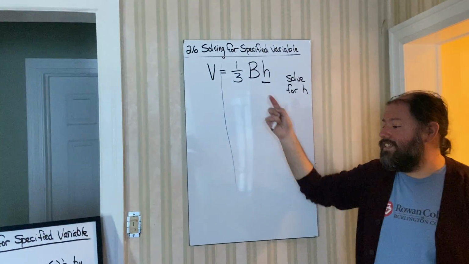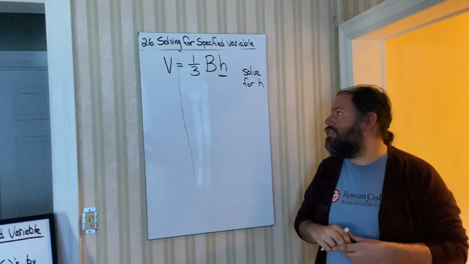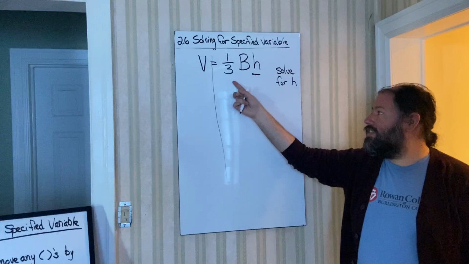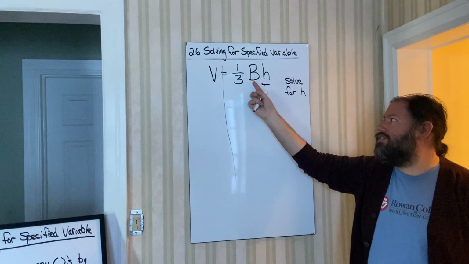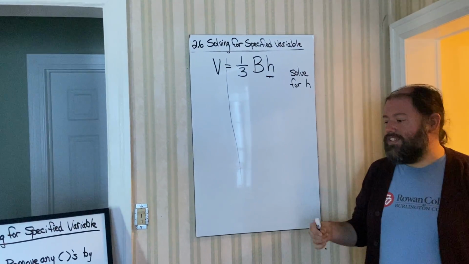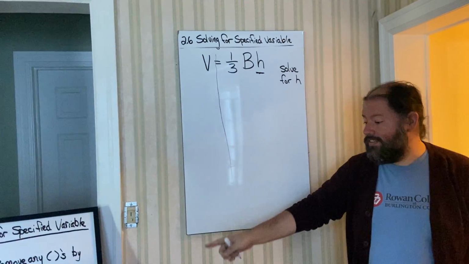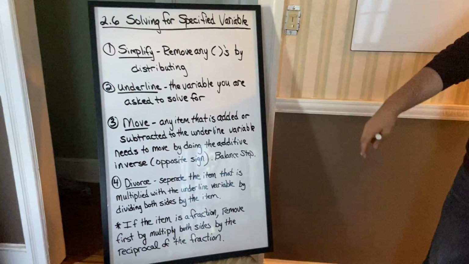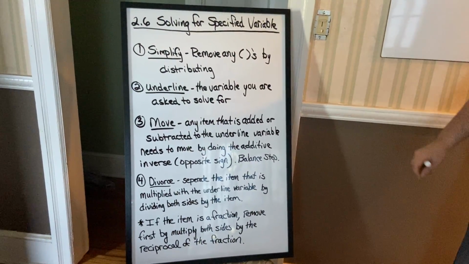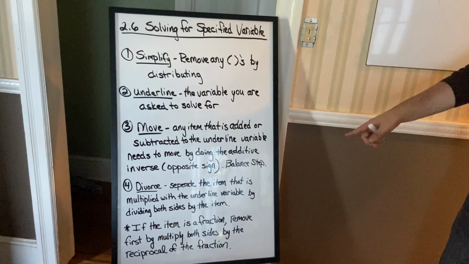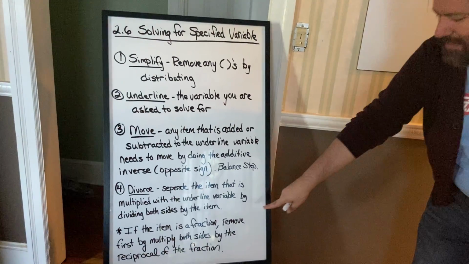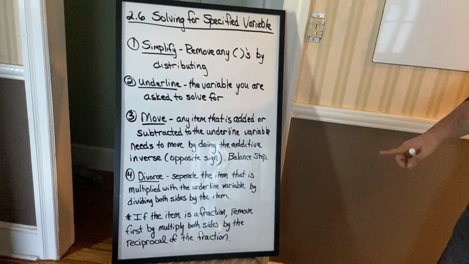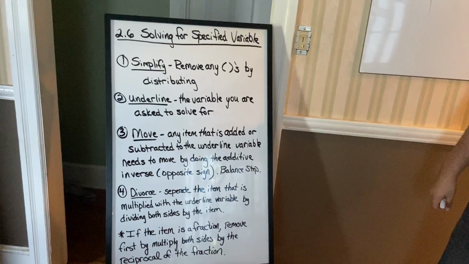This is all multiplication. Since there's nothing to move, all you want to do is go to the divorcing step. The divorcing step is basically where you want to get rid of these two items that are multiplied. Now, we talked about this earlier when we went through the notes, so let's go back here. It says that to separate the item that is multiplied, we would normally just divide both sides by that item. But notice there's a star. If the item is a fraction, then we're going to remove that first by multiplying both sides by the reciprocal.